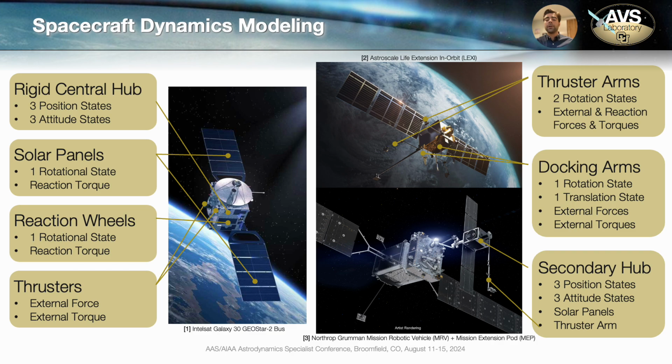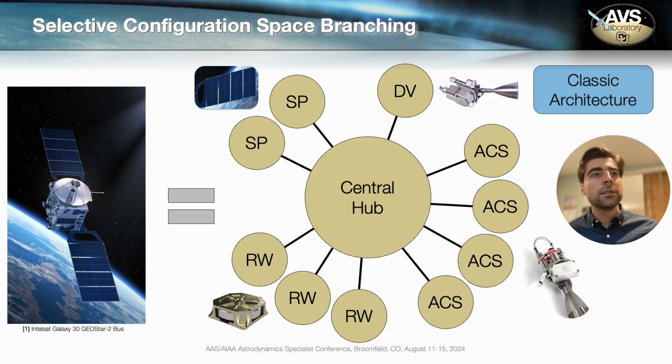So now that we know some of the more complex dynamics that we're seeking to model from these modern architectures, another way we can think about these is topologically, thinking about how our components are attached to our vehicle. For the case of this classic architecture, we can see we have a couple of solar panels, a delta V thruster, some attitude control thrusters, some reaction wheels. But the important thing to observe here is that they're all attached directly to our central hub, or in other words, we'd phrase this as being attached in parallel.